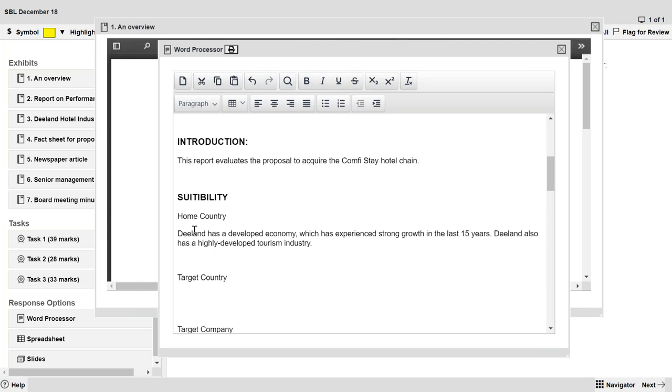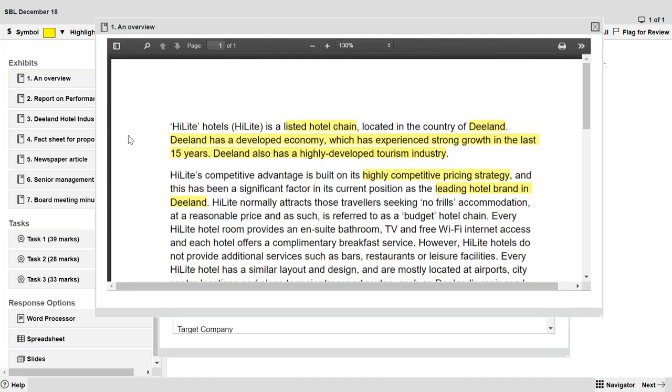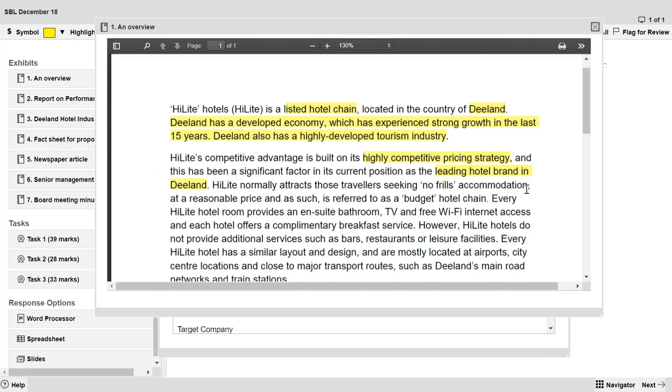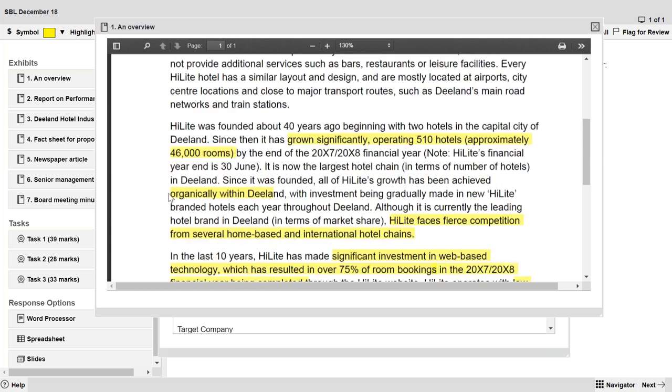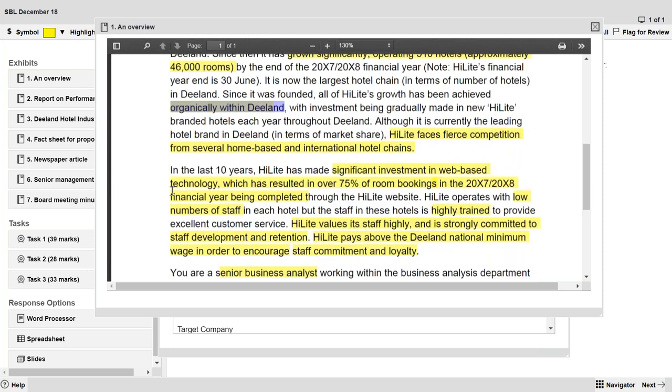So manual students, you will just write HC, or HC stands for home country, or you can write suitability, which means SUIT, or you can write 1B in front of this paragraph here. So it's a leading hotel brand, fine. It has grown significantly, operating 510 rooms. It has grown organically within DLand. I know where to put it, but just keep in mind, it has grown organically.